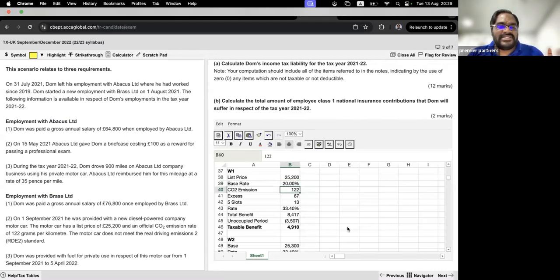Then the CO2 emission is 122. Excess over and above 55 would be 67. 67 into 5 slots, that means 13 slots. 20 plus 13 means 33. So total benefit would be 25,200 into 33%, which would be 8,417. But this was only given from September, so we have to calculate only for 7 months. So the 5 months component, I took it out. The taxable part would be only 4,910. Are we okay?